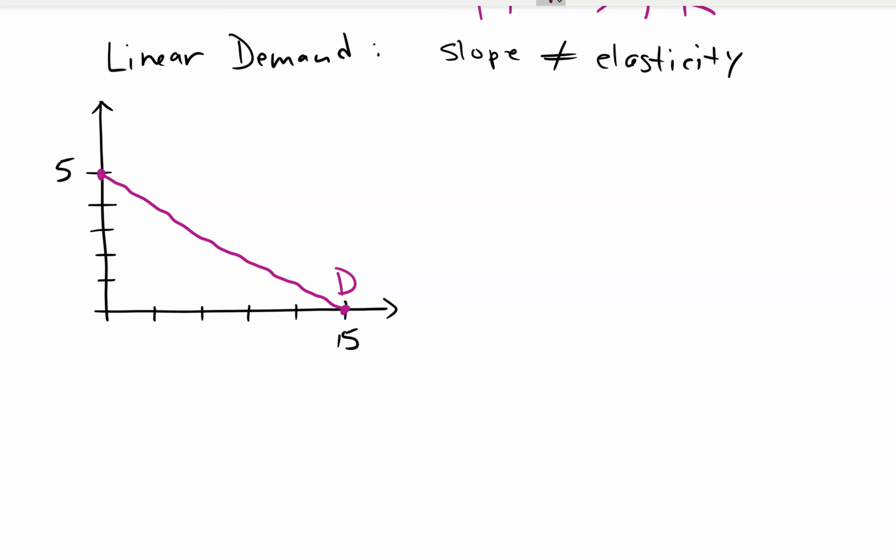And first of all, let's ask ourselves, what's the slope of this line? We can use these two endpoints. Without using any kind of formula, slope is rise over run, right? So it goes down 5 and it goes over 15 to go from the one endpoint to the other endpoint. And so we end up with our slope being negative 1/3. You're going to see in a second that's not our elasticity. In fact, the elasticity is different throughout this curve.